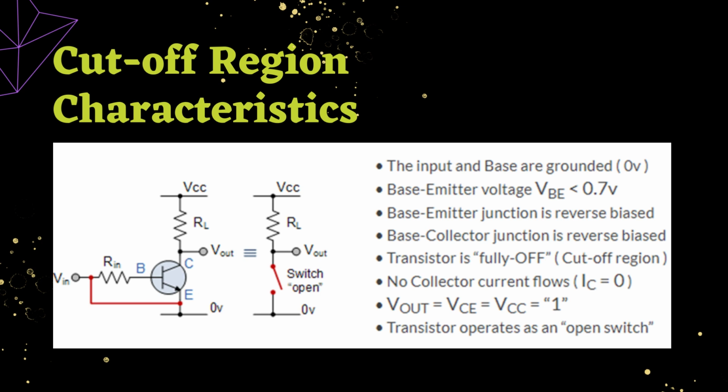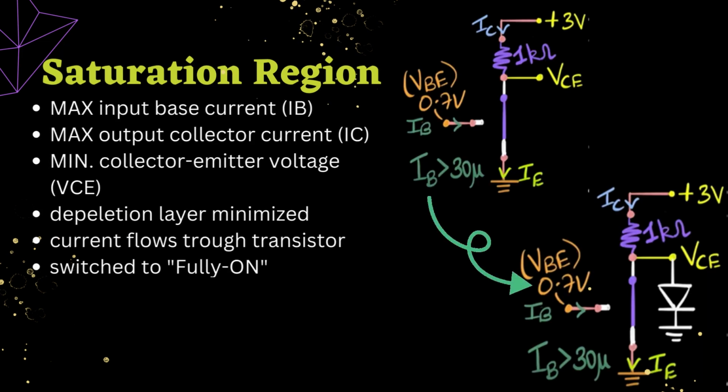Okay, these are the characteristics, so I will be reading them briefly. The input and base are grounded at 0 volt. As we mentioned, the base current will be 0, therefore the input and base are grounded. The second one is base emitter voltage, VBE, will be less than 0.7 volt. The third one, base emitter junction is reverse bias, base collector junction is reverse bias. Next, the transistor is fully off, which we call the cut off region state. No collector current flows, and Vout equals VCE equals VCC equals 1. Lastly, the transistor operates as an open switch. That's all for the cut-off region.